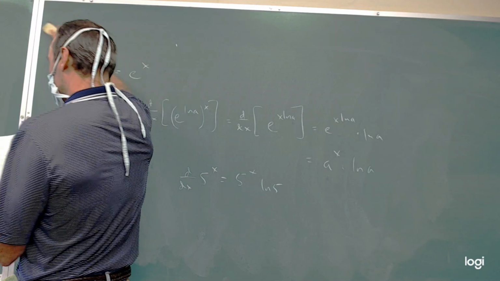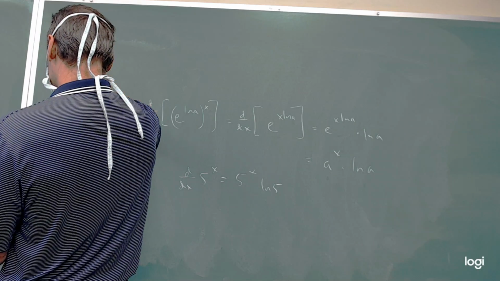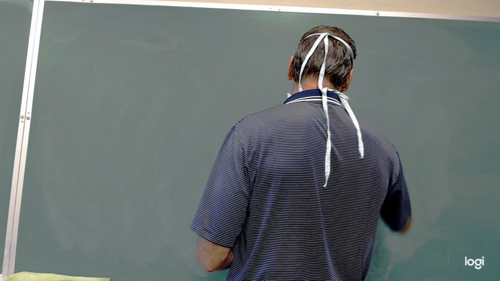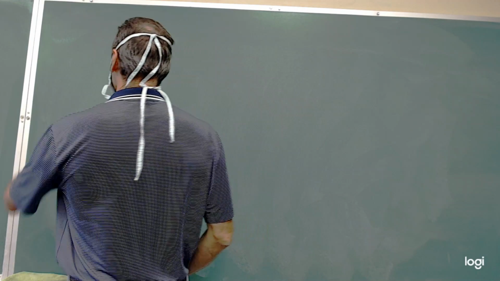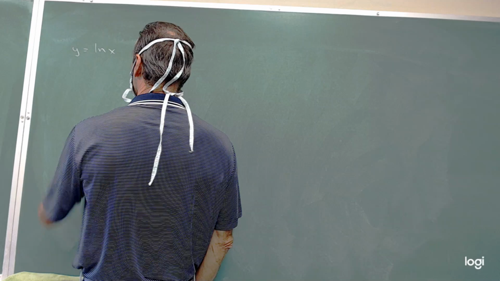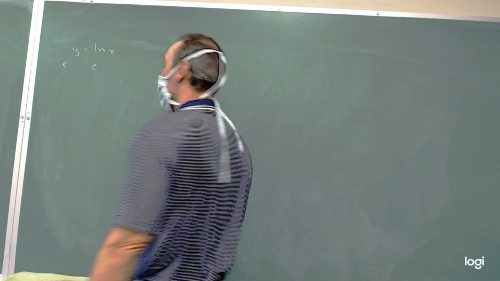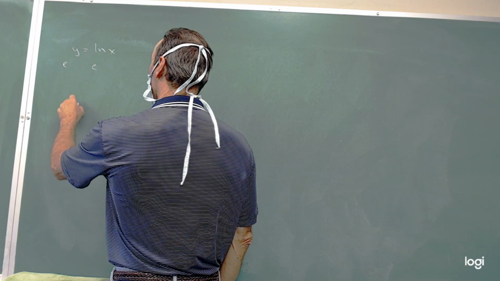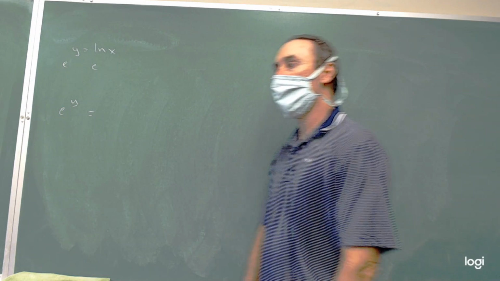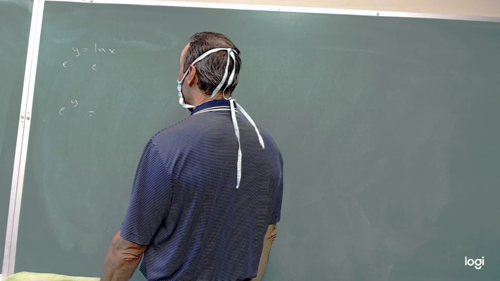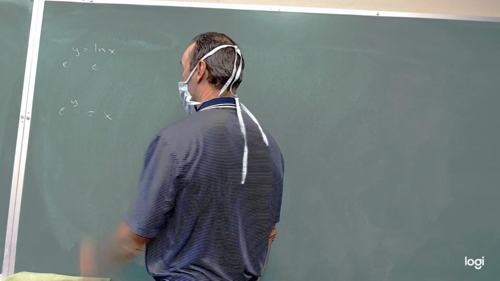So, in a similar fashion, we can figure out the derivative of the natural log. So if we say that y is natural log of x, then if we exponentiate both sides, right, we get that e to the y is equal to e to the natural log x, which is just x. Okay?